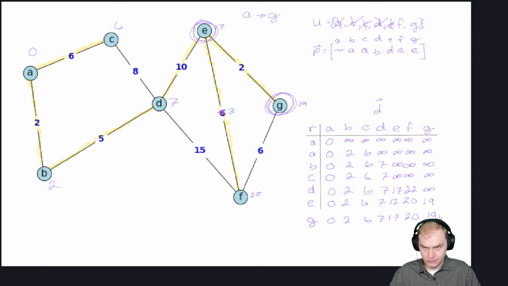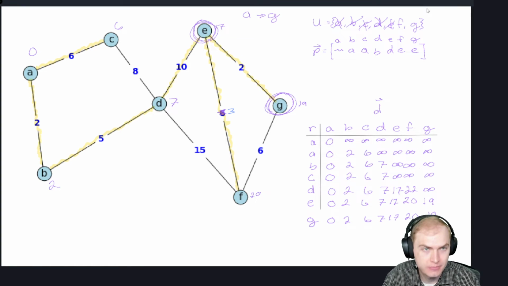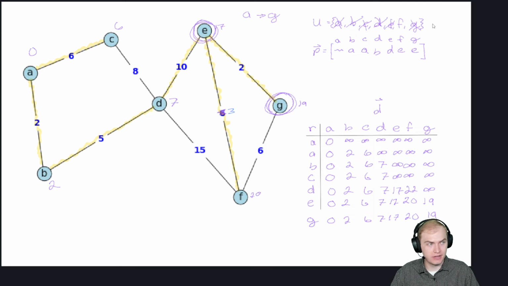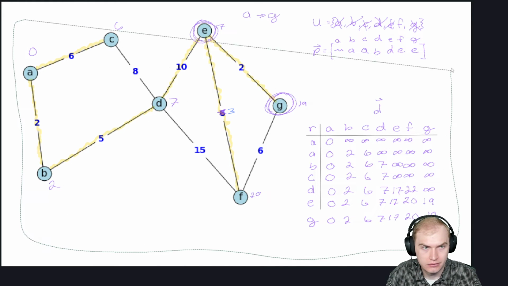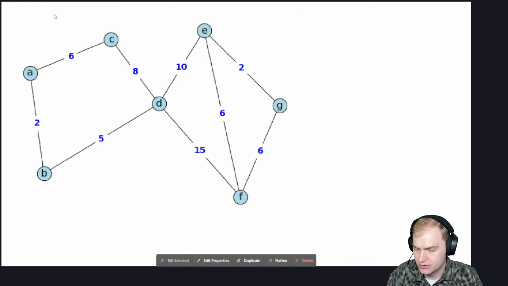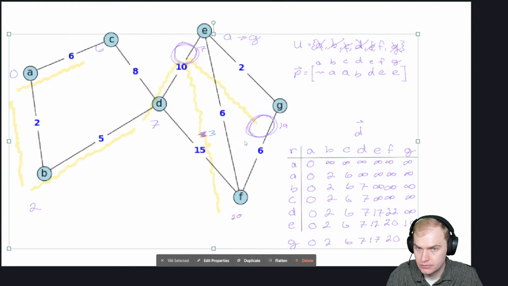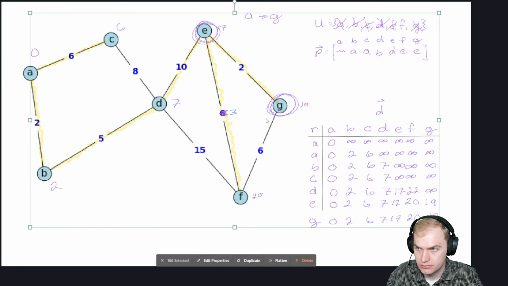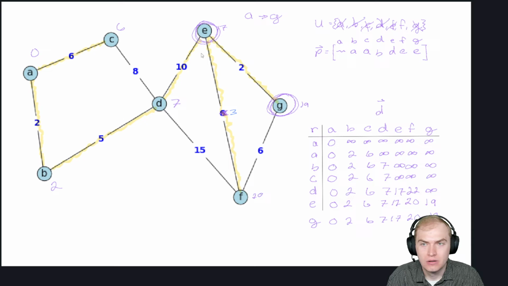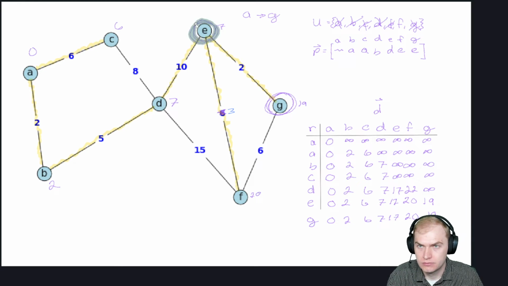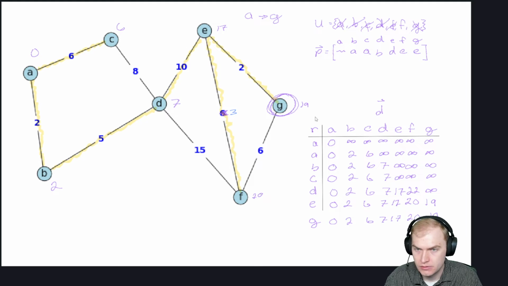So Dijkstra's algorithm, so we're done because we've just marked G out of the unvisited, and our while loop is complete. Do I have another slide here? Yeah. Let's copy this one more time. So we're done. We got to G.